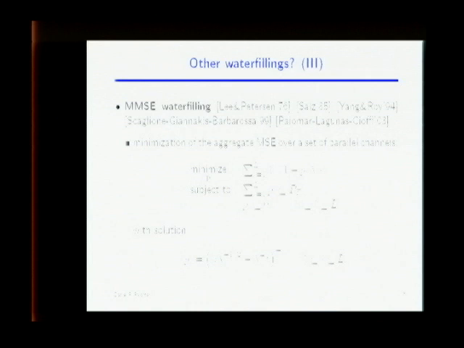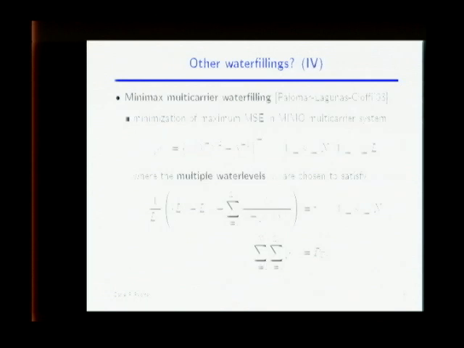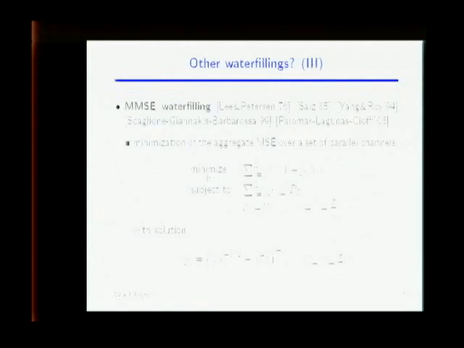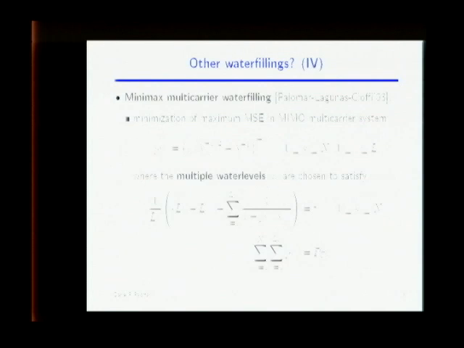Are there more water fillings out there? Yes. For example, this is another one. You want to minimize the maximum of the mean square errors in a multi-carrier system. If you formulate the problem and solve it, you get something like this, which looks like the previous one, right? It has the same shape. The difference here is that this is multi-carrier, so on each carrier, we have a different water level. K is the index for carrier. So this is like a water filling, but with multiple water levels. But still, it has the flavor of water filling.